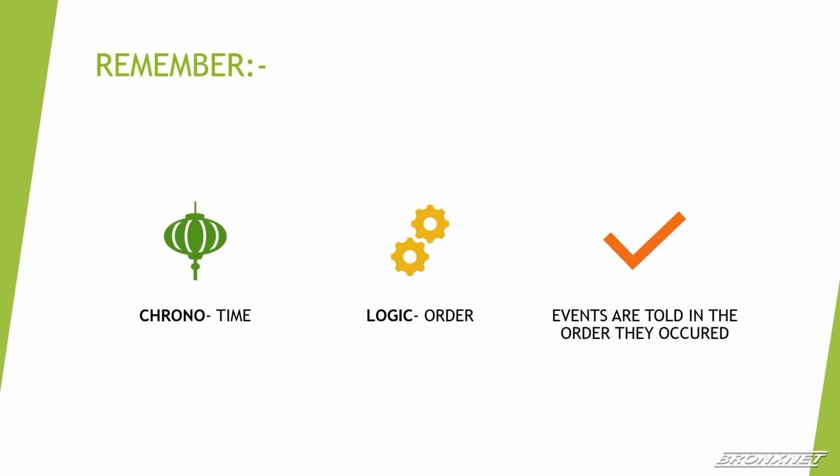Now remember, boys and girls, the word chronological is divided in two things: chrono, meaning time, and logic, meaning order. Remember, events are told in the order they occurred.